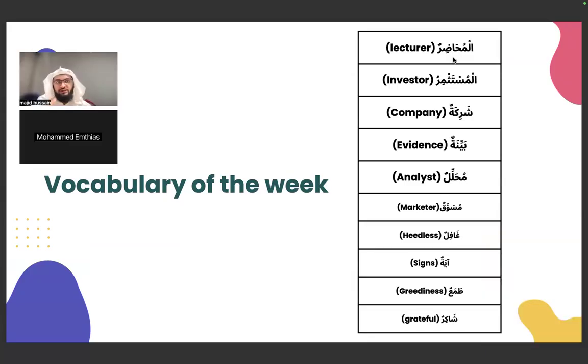Like, for example, what do we say to a person who lectures? Al-muhadir. The person who invests money, al-mustathmir. These are some modern words being used in the market. Sharika, company. Bayyina, evidence. Muhallil, analyst. Musawwiq, marketer. And ghafil, heedless. These are from Quran or Islamic words. Ayatun, sign. Tama'un, greediness. Shakirun, grateful. We can use exactly these words in the rafa, nasab, and jar categories.